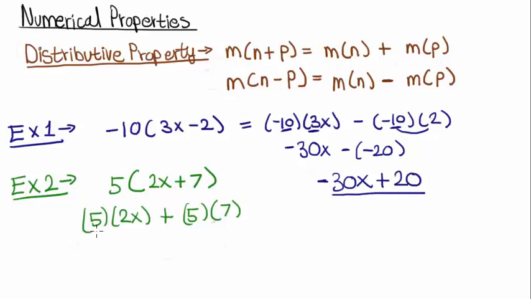In this case, 5 times 2 times x is the same thing as saying 5 times 2, which is 10, times x. And 5 times 7 is the same thing as saying 35. So there it is, my final answer of 5 times the quantity 2x plus 7. It's the same thing as saying 10x plus 35.